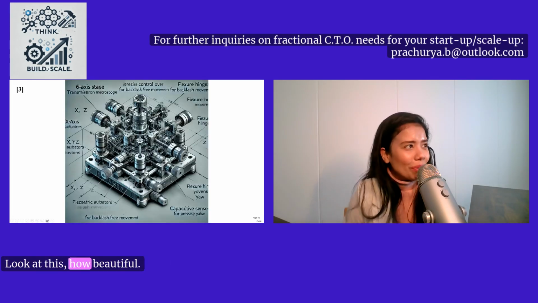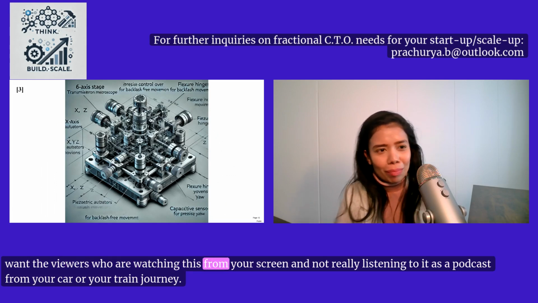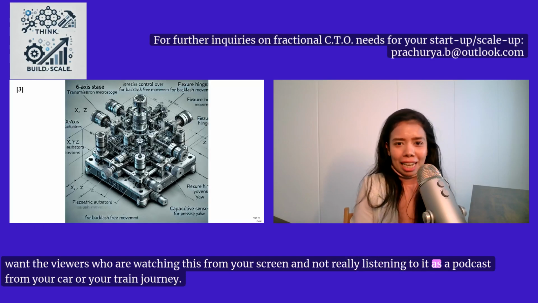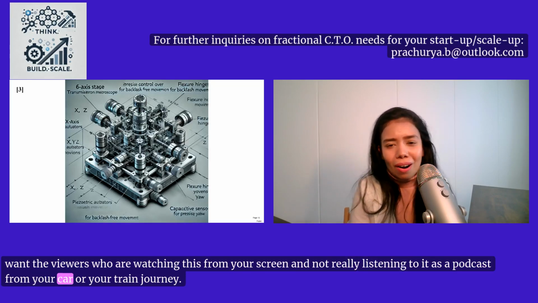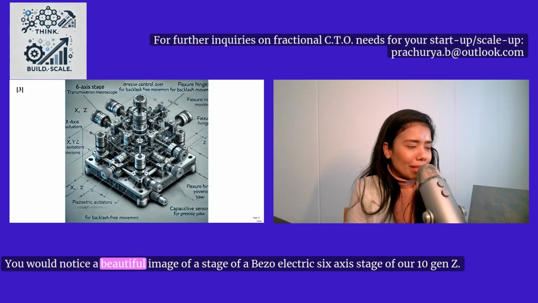Look at this, how beautiful. The viewers who are watching this from your screen, and not really listening to it as a podcast from your car or your train journey, would notice a beautiful image of a piezoelectric 6-axis stage of our TEM Gen Z.